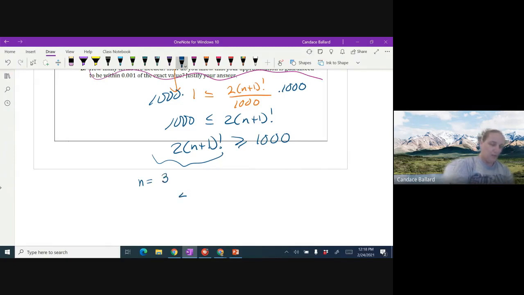So we've got 2 times 3. Oh, I think I totally did it wrong. Maybe not, I don't know. 3 factorial, I might be wrong on that one. It'd be 4 factorial, wouldn't it?